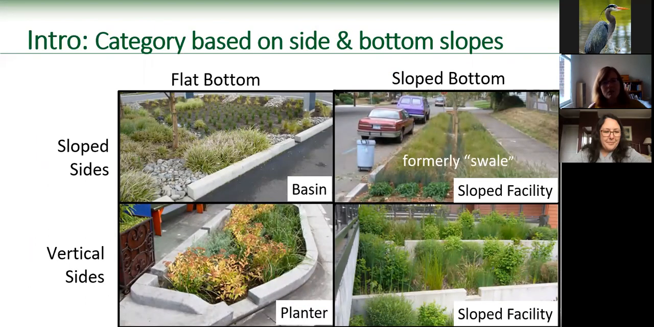The categories, there'll be an option in the pack for which categories you can choose, and they're all based on the side and bottom slopes. So a facility that has a flat bottom with sloped sides is called a basin. A facility with a flat bottom and vertical sides is a planter. And then if it has a sloped bottom, it doesn't matter whether it's a sloped side or a vertical side, we just call that a slope facility. In the previous pack, if it had a sloped side, we'd call it a swale and then a slope facility for vertical sides. But now you can just mix and match, like one side can be sloped, one side can be vertical, both can be vertical or both can be sloped. It just matters if the bottom is sloped, then it's a slope facility.